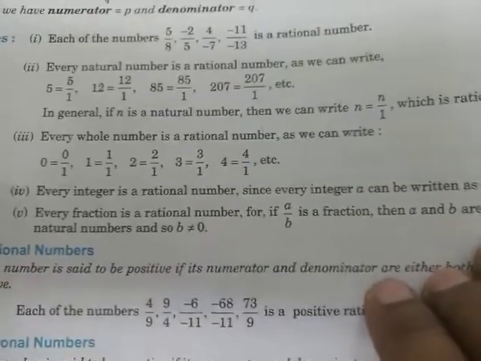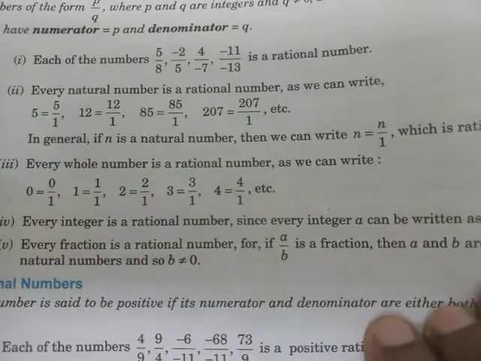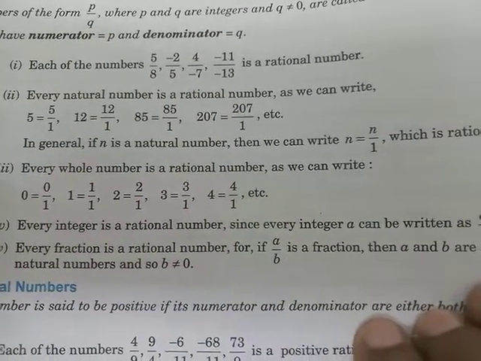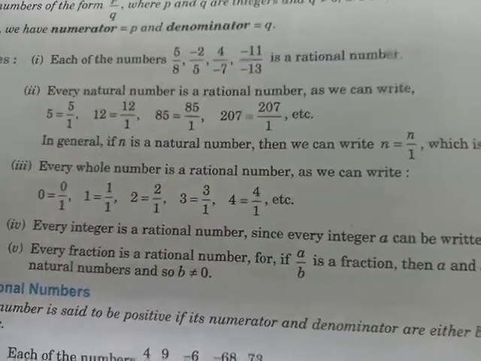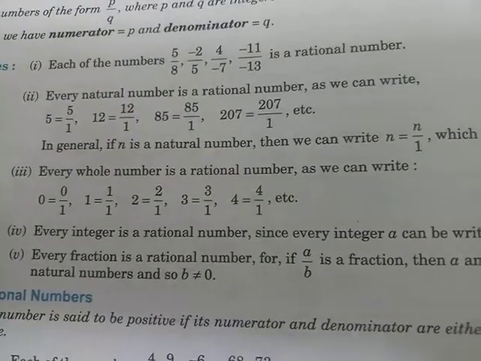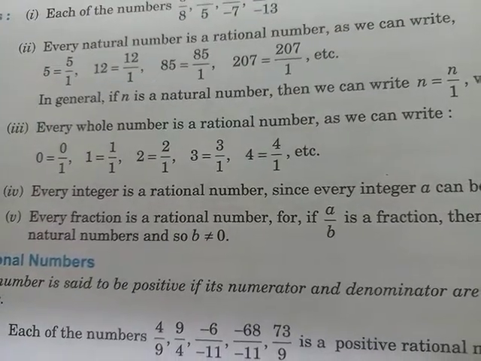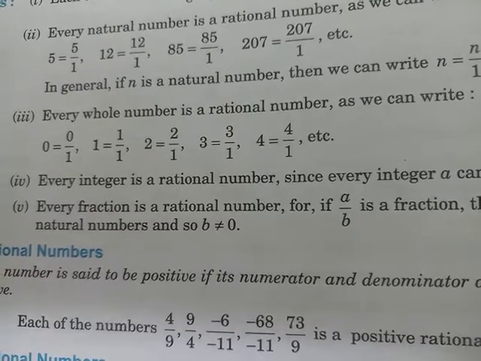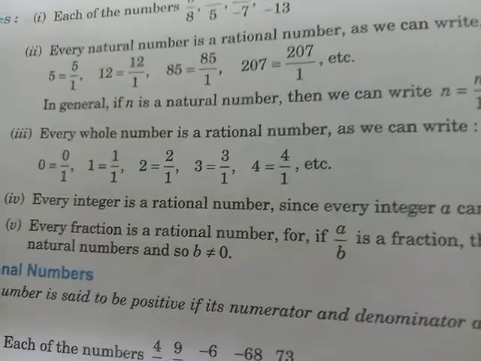When we have only natural numbers, that is 5, we can write 5 upon 1. 12 can be written as 12 by 1. 85 can be written as 85 by 1. So that means we can express natural numbers also in the form of a fraction. Every whole number is a rational number. That means every whole number can be converted into a fraction form with the denominator 1.